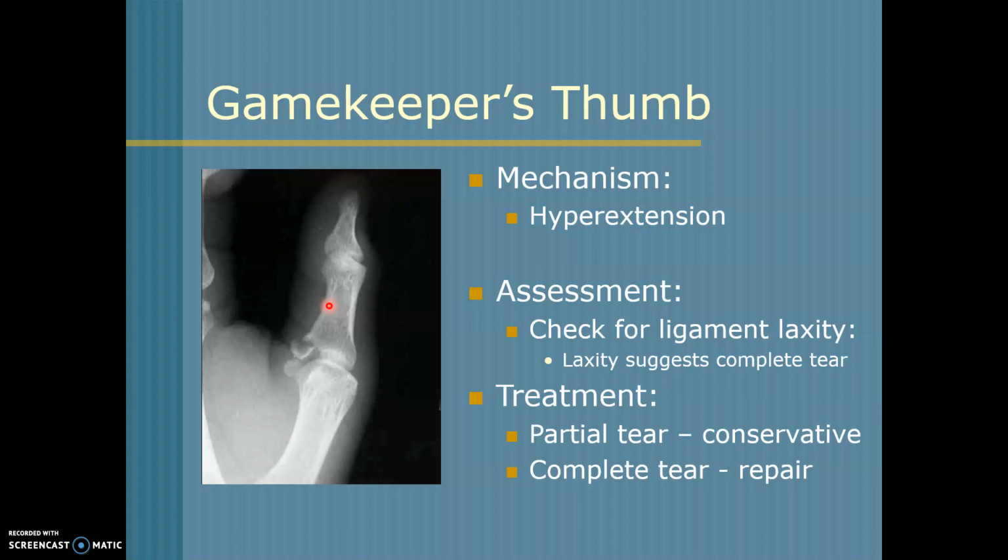A complete tear, if you anesthetize the area and then you apply an abduction force to the metacarpophalangeal joint, if there is no resistance to the force applied, so the thumb just continues to bend, that is a sign that you have a complete tear and that needs repair.